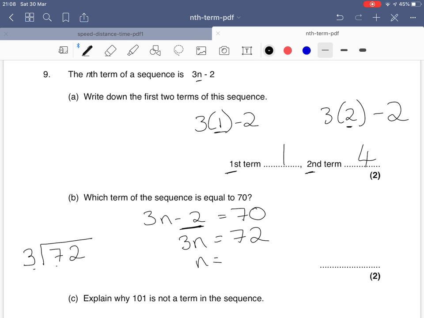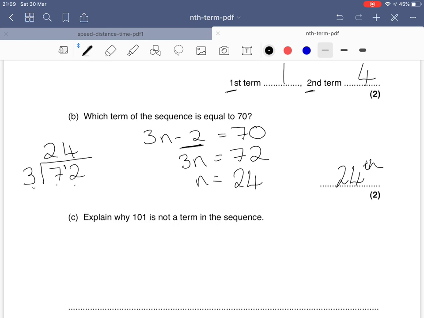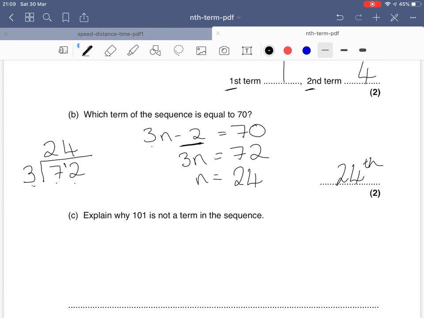How many 3s go into 7? 2. Remainder 1. How many 3s go into 12? 4, so that's going to be the 24th term. You can check that by doing 3 times 24 and then take away 2 and you should end up with 70.